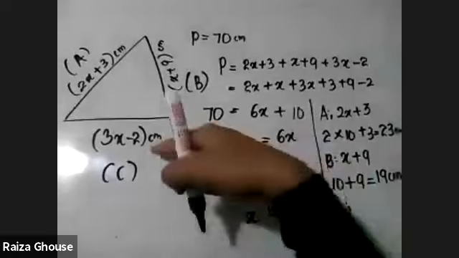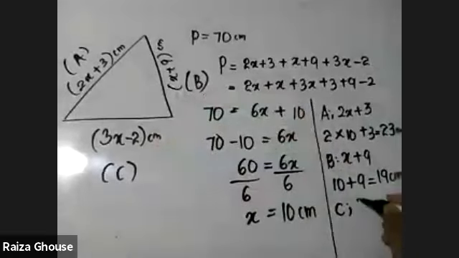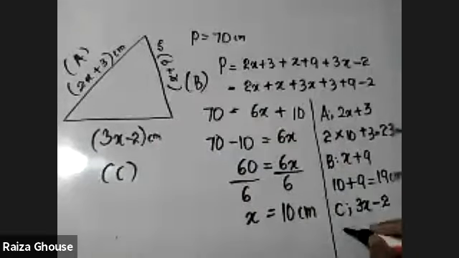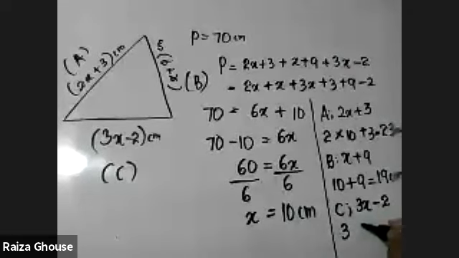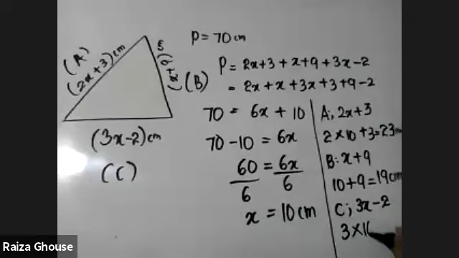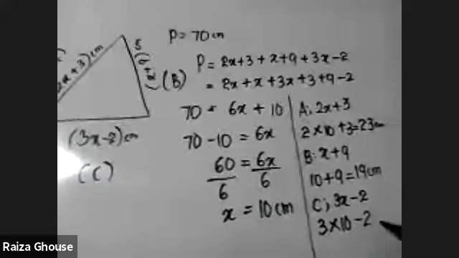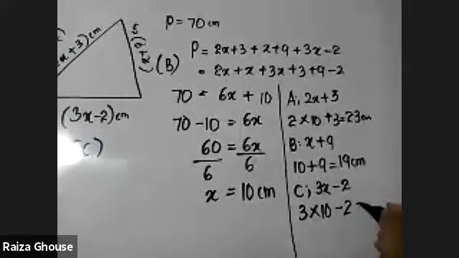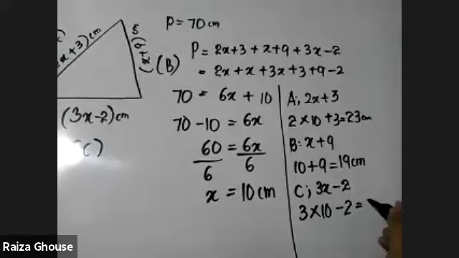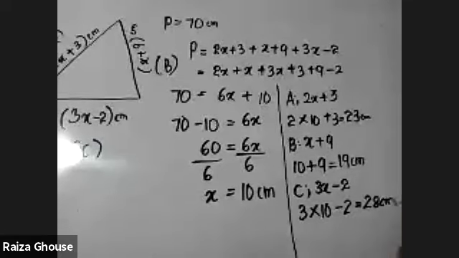C. C means 3x, be careful, minus 2. 3, x means 10, 3 times 10 minus 2. What is 3 times 10? 30. 30 minus 2, 28 centimeters.